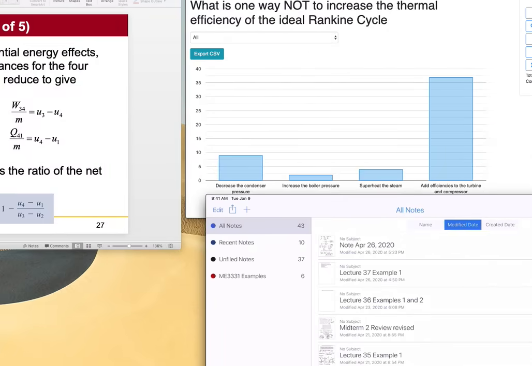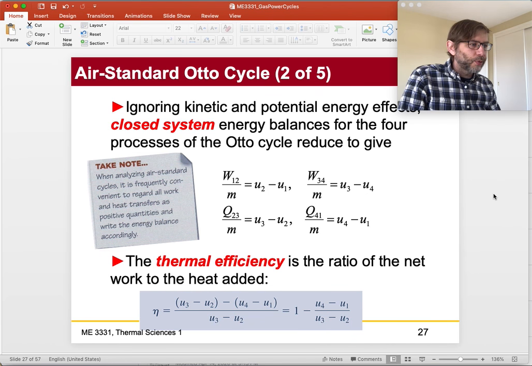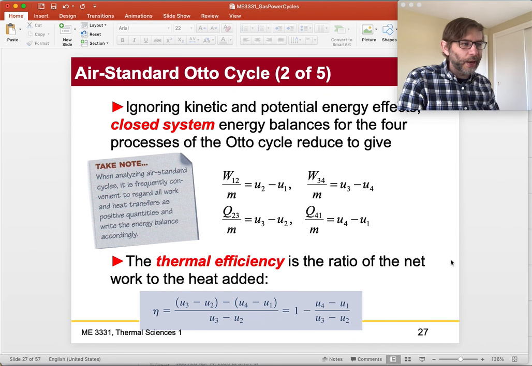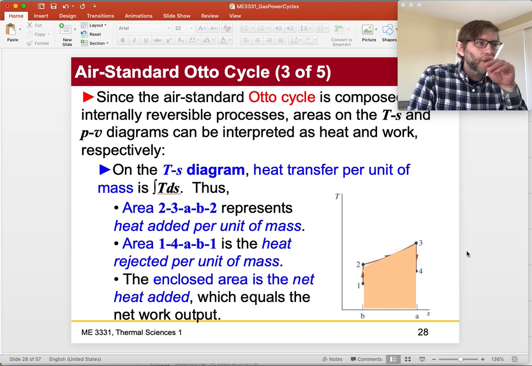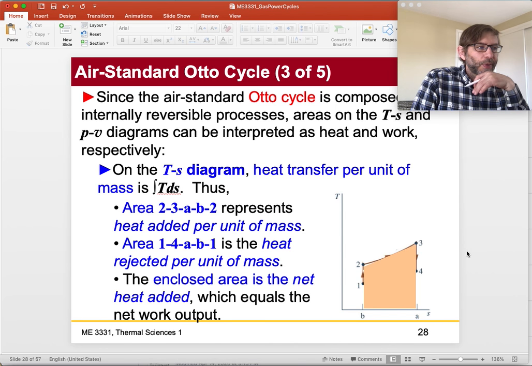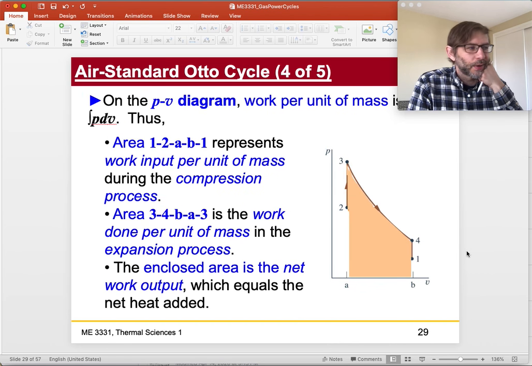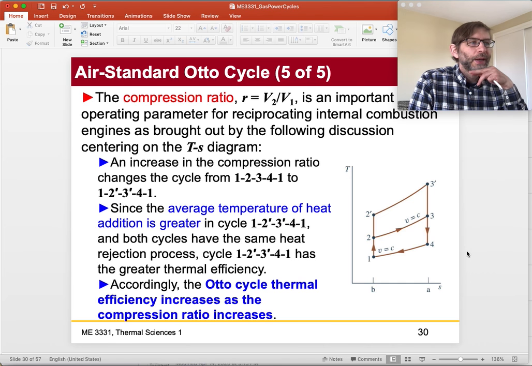Let's go back to the lecture notes here. I have some time left to go through this and do an example. So this is generally how we express the thermal efficiency, but we'll go through an example. Since the air standard cycle is composed of internally reversible processes, we can interpret the area under the TS diagram as the heat per unit mass. Okay, and the closed area is the heat. We kind of know that, right? This one's closed area is the work, then the PV diagram, the net work output. Okay, the air standard cycle.